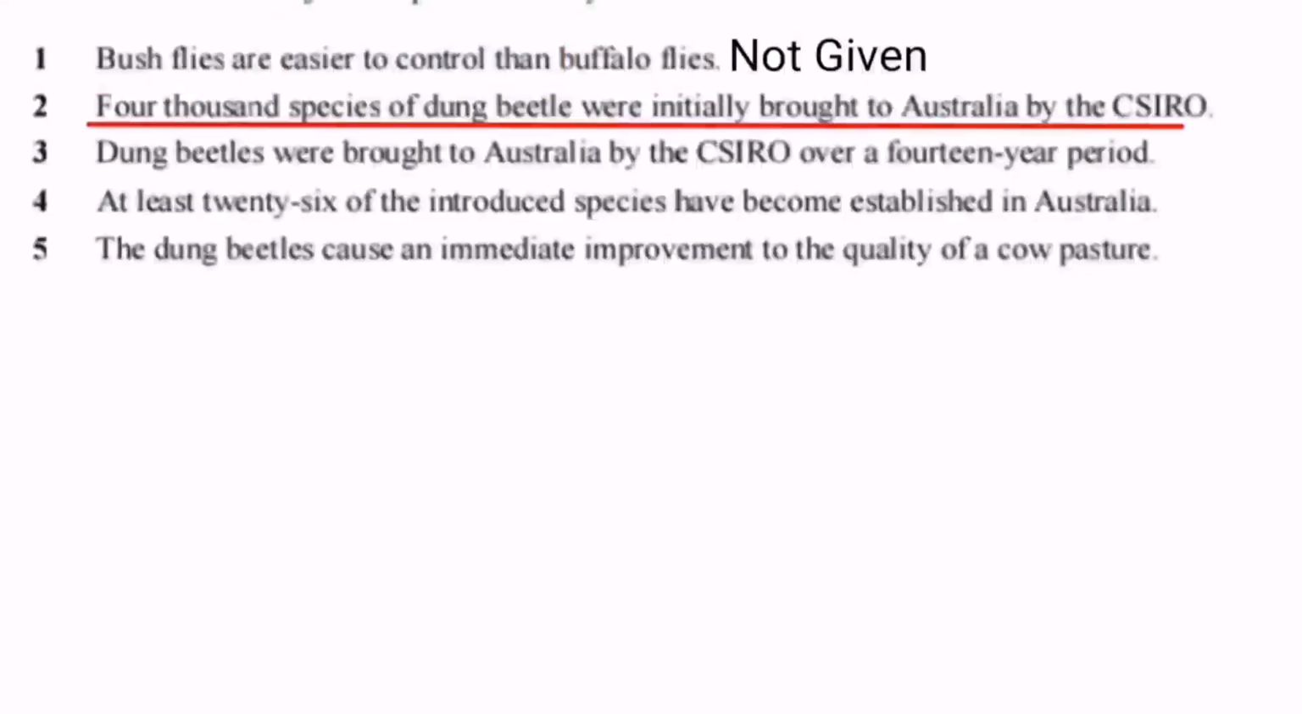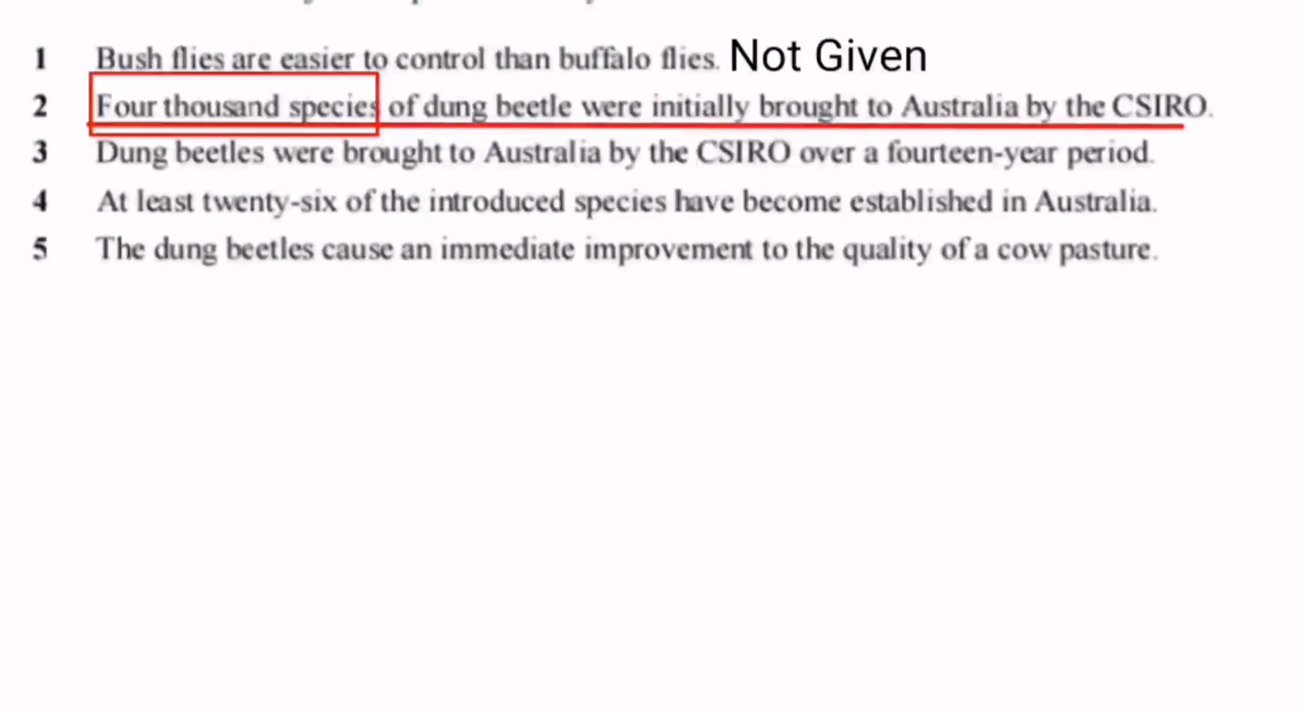Question number 2. 4,000 species of dung beetle were initially brought to Australia by CSIRO. So 4,000 species are the keywords, Australia is a keyword, and CSIRO is also a keyword.